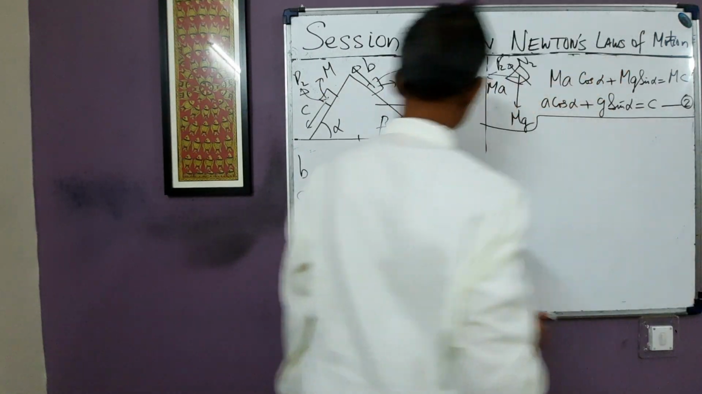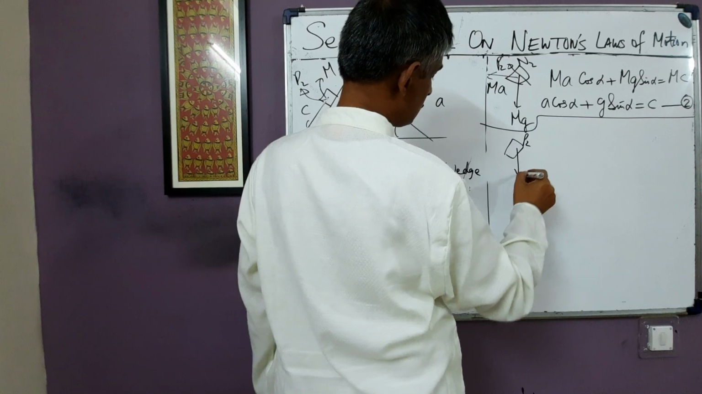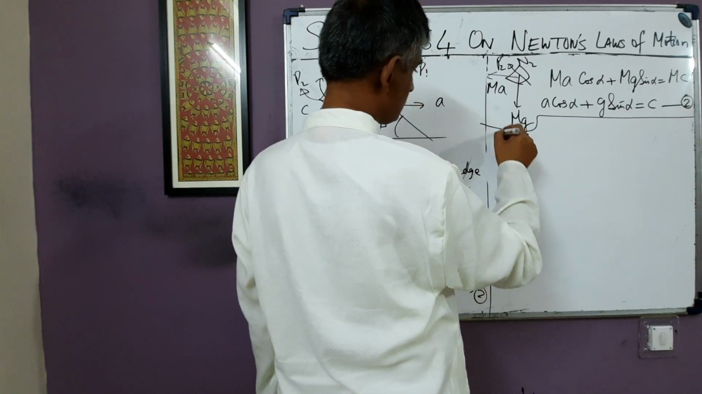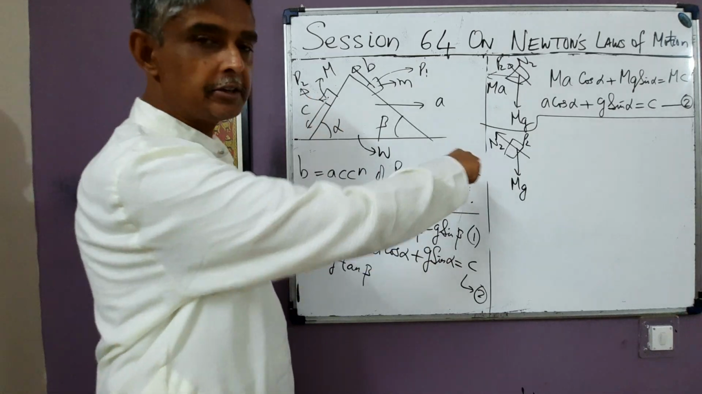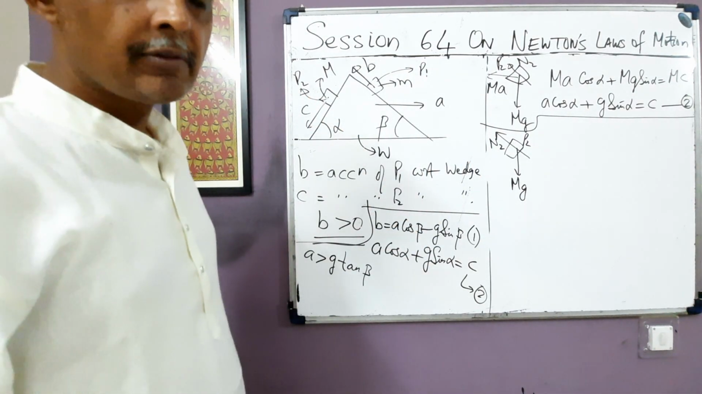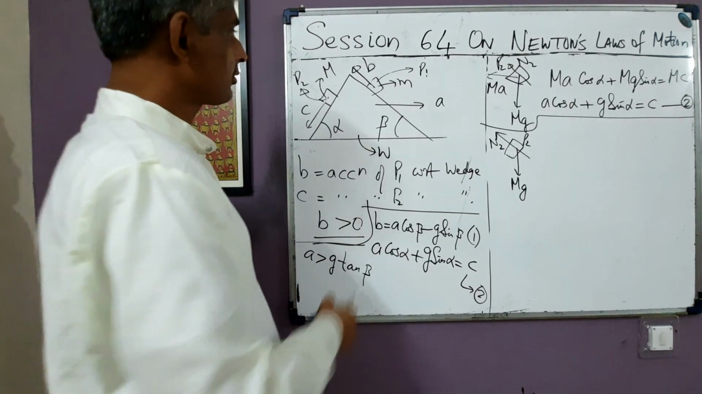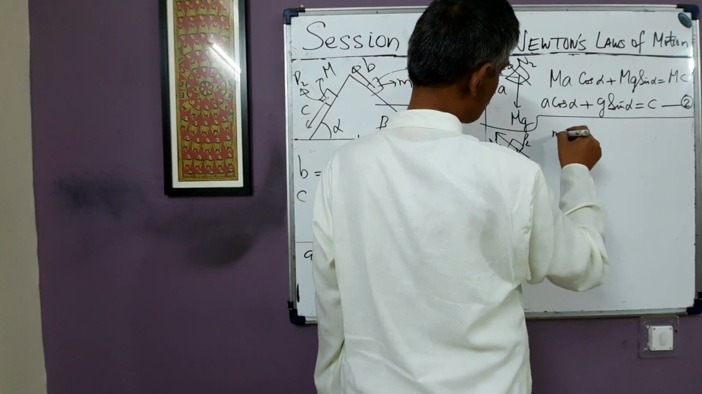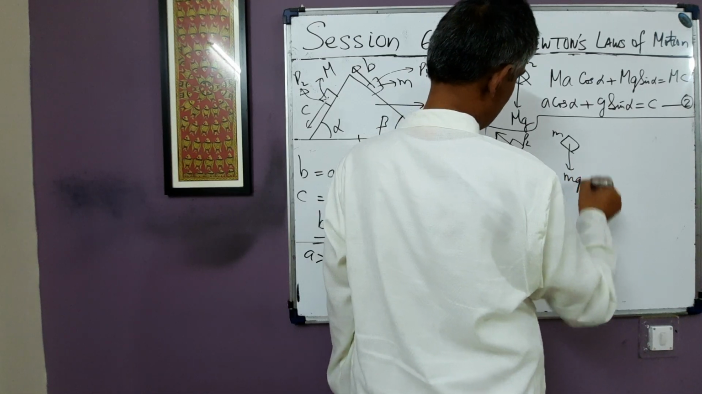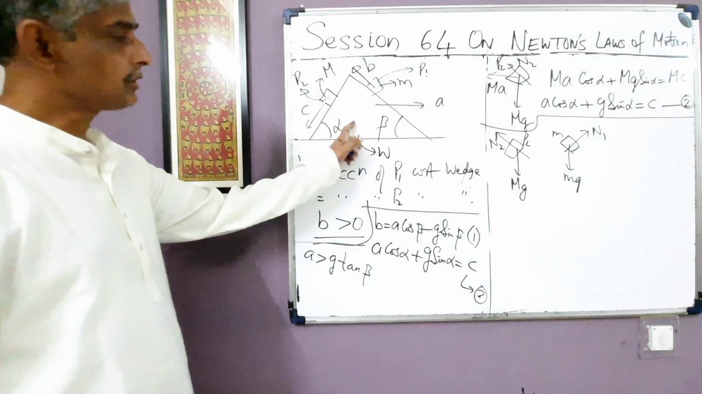So I draw the free body of P2 here. This is Mg, this is N2. No pseudo force will act on it because we are writing down the combined equation in ground frame, which I have already specified in numerous examples in previous videos also. I draw the free body of this small m with respect to ground, Mg and N1. I draw the free body of this wedge.